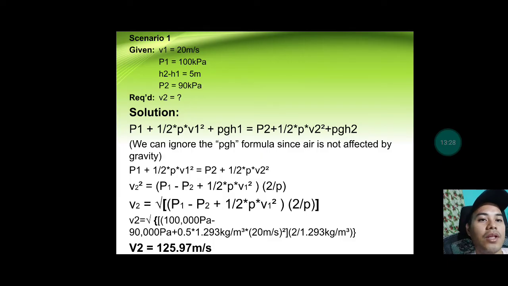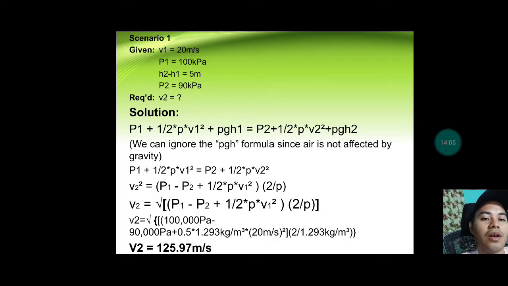If we want to solve for the required, which is V2, we will transfer V2 to the left side, while all the other terms will be transferred to the right side. So V2 squared is equal to P1 minus P2 plus 1/2 times density times V1 squared, times 2 over density. So we can cross multiply, and we can transfer the other terms.